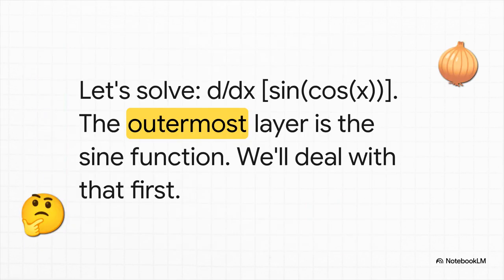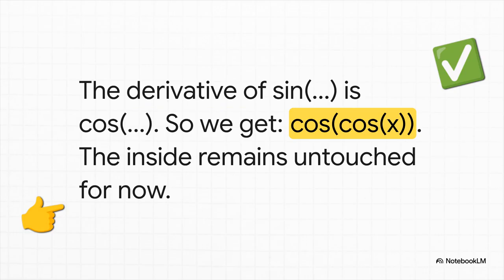Let's give it a try with this one. The derivative of sine of cosine of x. Okay, so what's the outermost layer of our onion here? It's the sine function. So we're going to deal with that first and just pretend for a second we don't even care what's inside. We know the derivative of sine is cosine. Simple enough. So we just apply that to our outer layer and we get cosine of, well, whatever was inside. In this case, that's cosine of x. See how we left the inside part completely untouched for now?